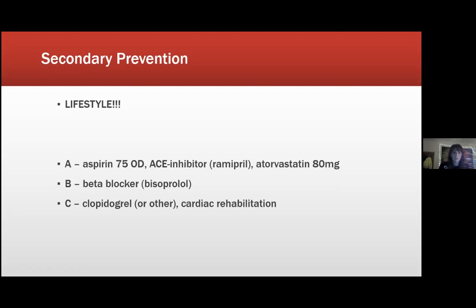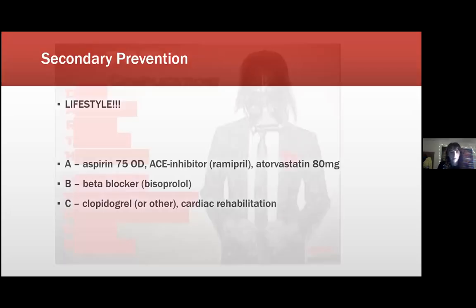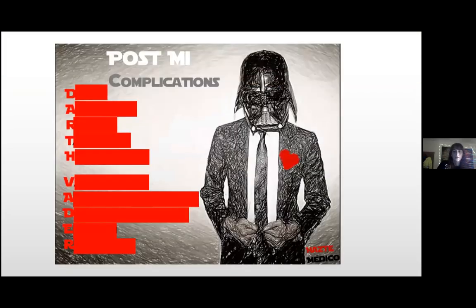We're also going to give a beta blocker such as bisoprolol and a second antiplatelet such as clopidogrel, or whichever one you started in the A&E, and you're going to give that one for another year. And then you're going to give cardiac rehabilitation, which is another really good thing to say in OSCEs to give you extra marks. And that's just kind of a program of exercise and stuff to get people back on their feet after an MI.